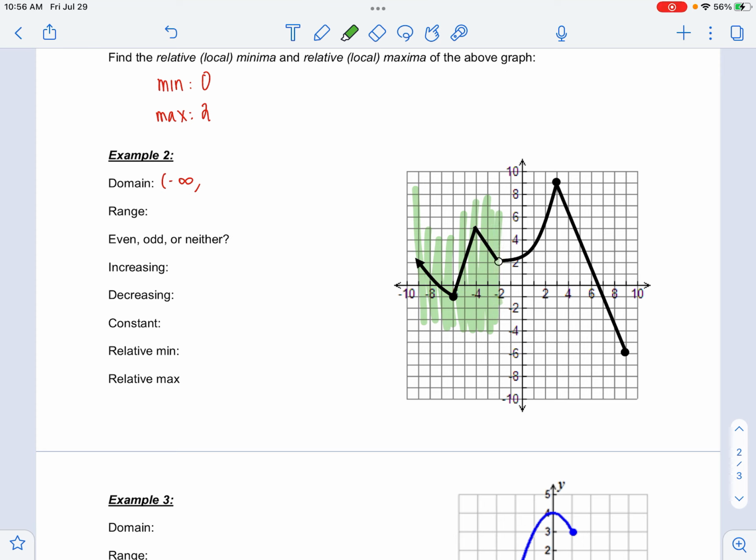Right here, that is a hole in the graph. Okay, it's not a jump. There is a hole there. There's no x values at -2. So I'm saying stop at -2. There's nothing there, and I'm putting a parentheses because there's nothing there. But then the graph does pick up right away at -2. And we're going to keep going.